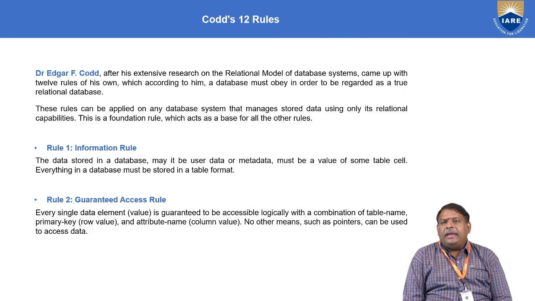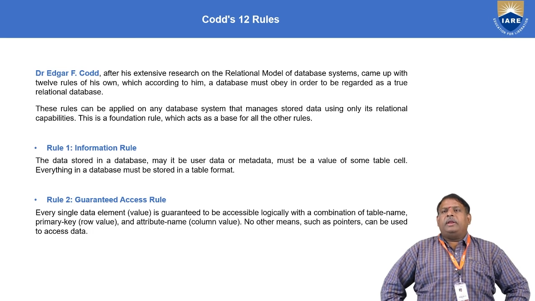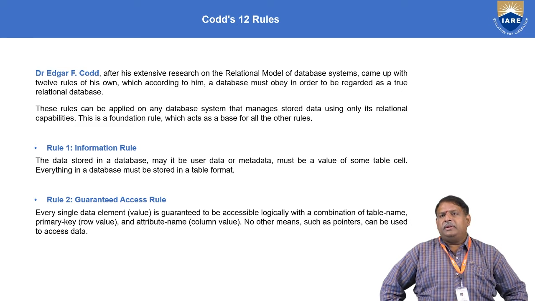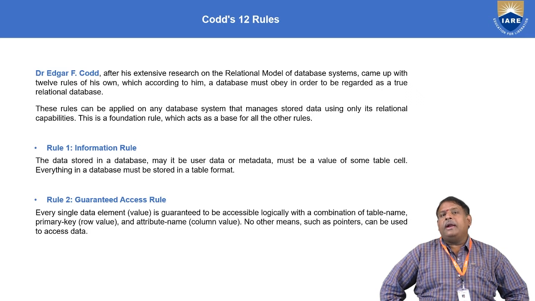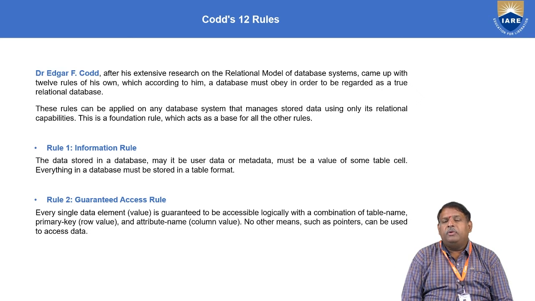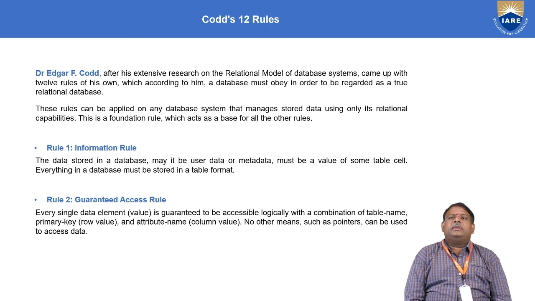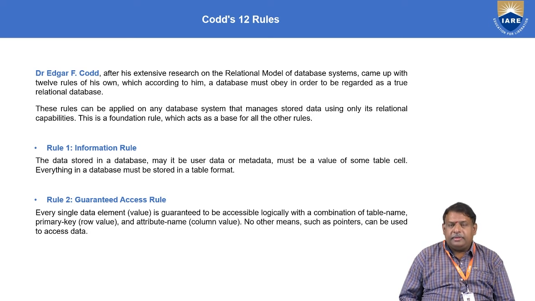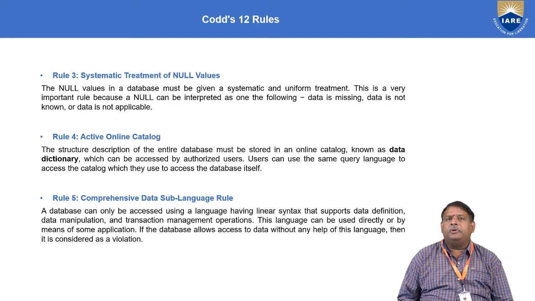It says that everything can be retrieved by using a combination of table name. For example, select star from table name where the primary key, suppose student ID is equal to 1. Which column do you want? Suppose, for example, name. So it says that any single data can be accessible logically with the combination of table name, primary key, and attribute name. No other means such as pointers can be used to access the data. This is about the second rule, the guaranteed access rule.